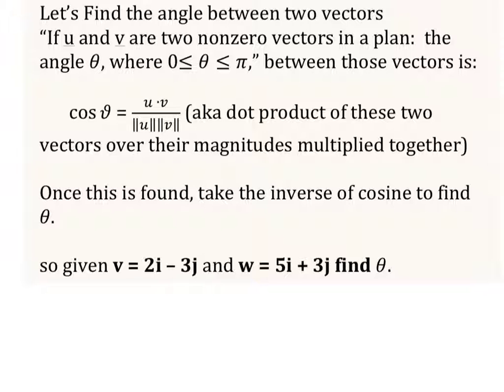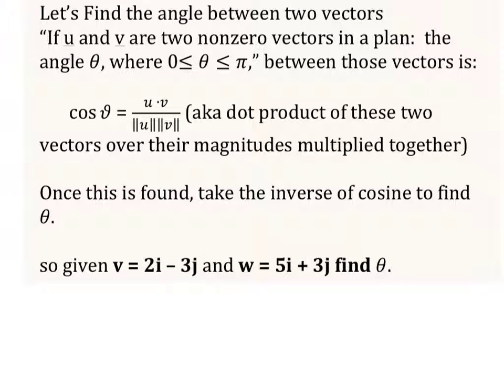Alright, so we have this formula here. Cosine of theta equals u dot v over the two magnitudes multiplied together. The dot product of two vectors over the magnitudes multiplied together. Once that's found, you need to take the inverse of cosine of that value to find theta. Okay?